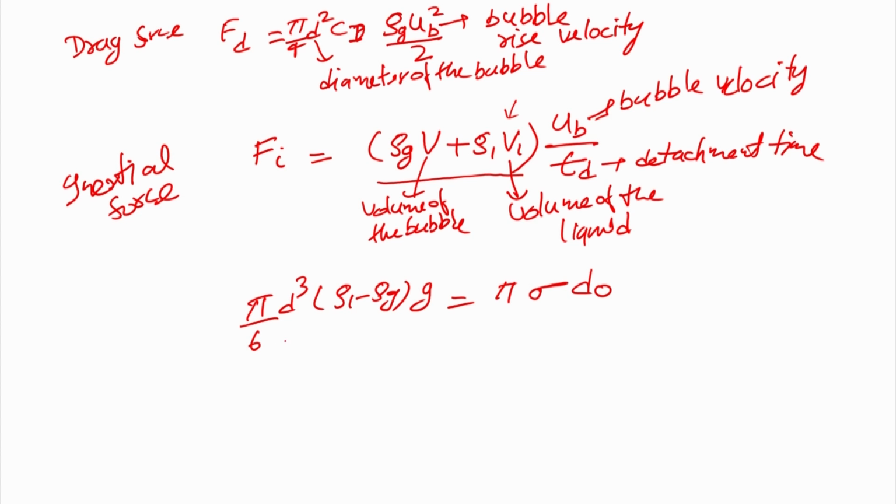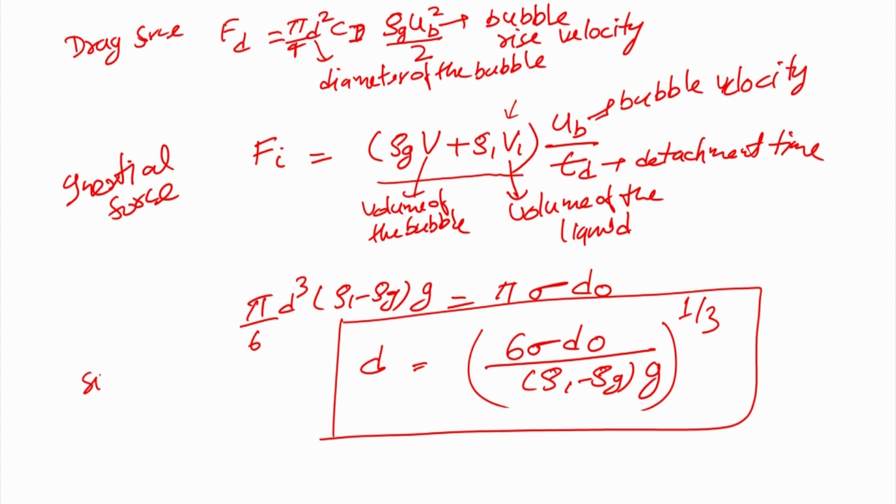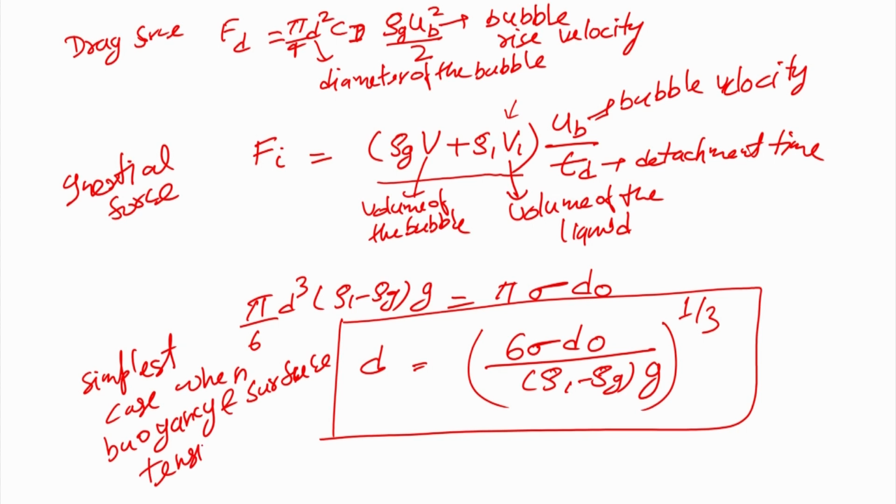You can find the size of the bubble, d, which will be equal to (6 sigma d naught upon (rho L minus rho G) into g) to the power 1 by 3. So, that will be your size of the bubble, for the simplest case when buoyancy and surface tension are important. You can find what my size of the bubble will be.